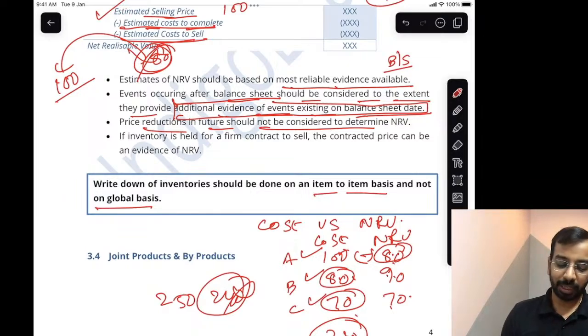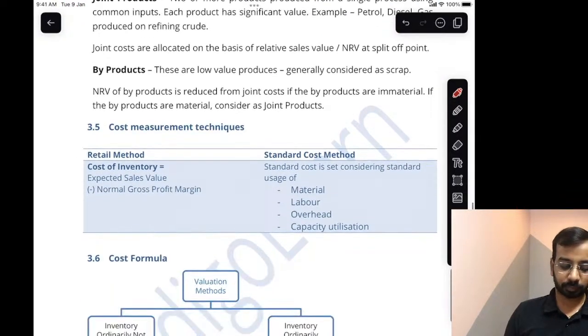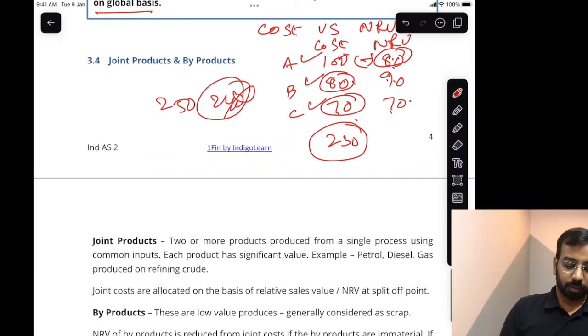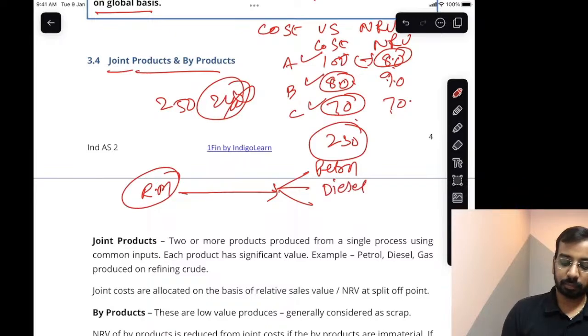And lastly, if there is a firm contract to sell, meaning there is a contract that the company has entered into to sell the product, then the price can be considered as evidence of net realizable value. Right? Now, moving on to the next aspect of joint products and byproducts, sometimes what happens is you use a single raw material. With the single raw material, you get multiple products. Let us say you get petrol, diesel, kerosene.